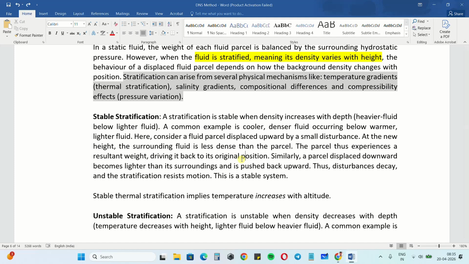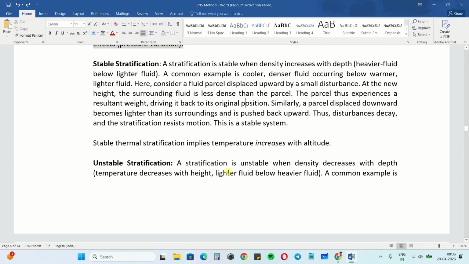And likewise, as it tries to move down, what happens? It's going to a higher density region because of low temperature, and that would feel lighter over there in the lower level, and because of that it rises back to its initial position. So because of the stable stratification, the motion is suppressed there. That's why it's called a stable system. The disturbances decay, and the stratification opposes motion.